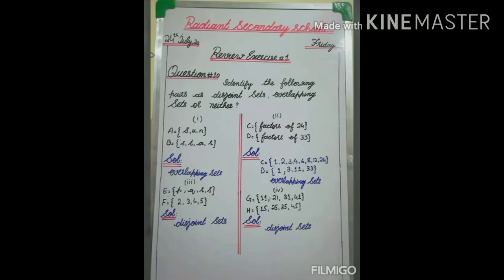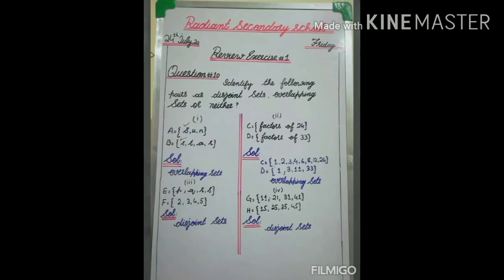Now come to part number 1. Two sets are given. The elements of set A are S, U, N and the elements of set B are S, T, A, R. First we have to check the common elements. S is common. Yes, S is present in set A and S is also present in set B. Students, you can see in sets A and B some elements are uncommon. So these sets A and B are overlapping sets.